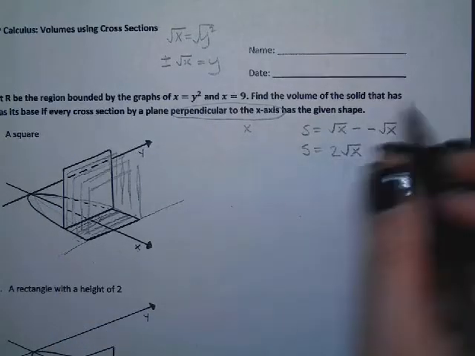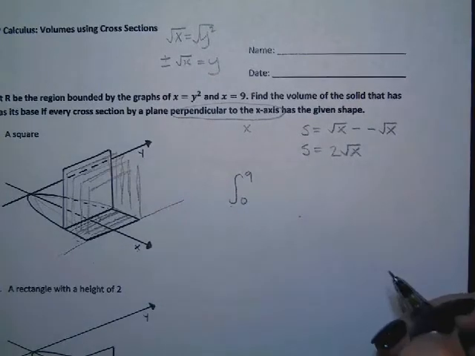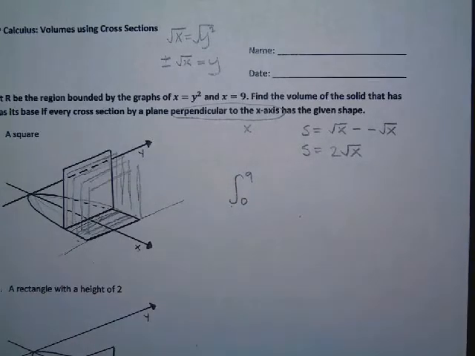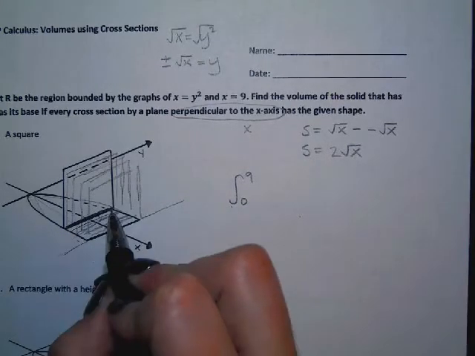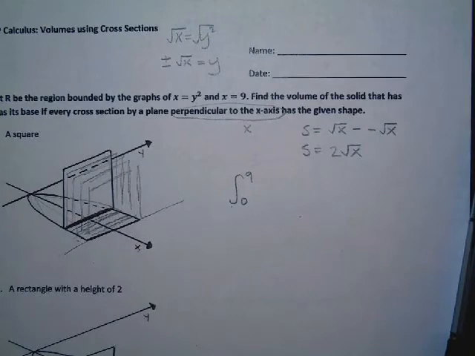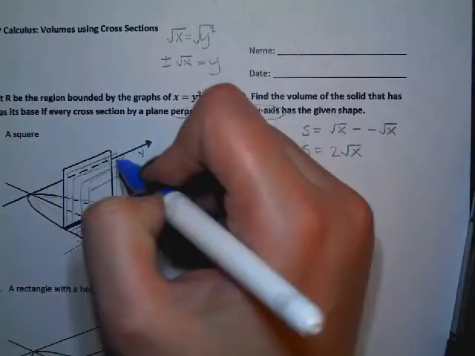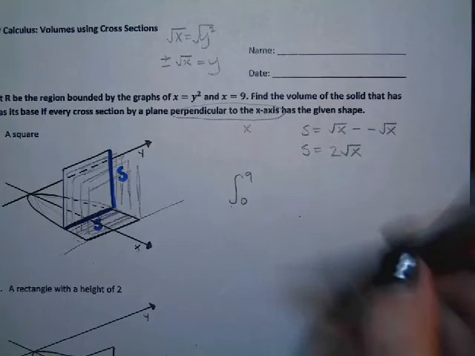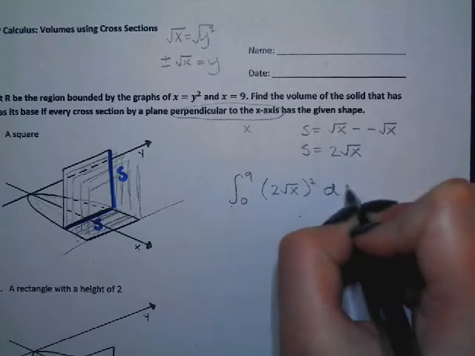All right, so we have 2 square root x. Our bounds are from 0 to 9. How did I know that? Because it begins at 0 and ends at 9. That's where it was cut. We have to say one side length of the square, which I'm going to label. This right here would be S, that's top minus bottom. And since it's a square, this is also going to be S. So how do I find the area of the square? S squared. So we're going to write 2 square root x squared dx.